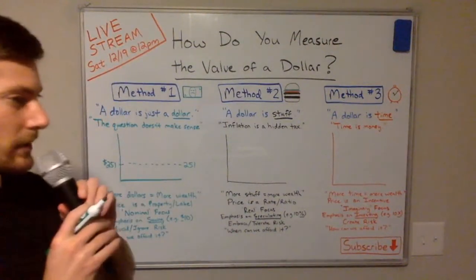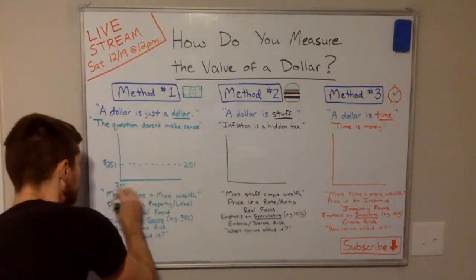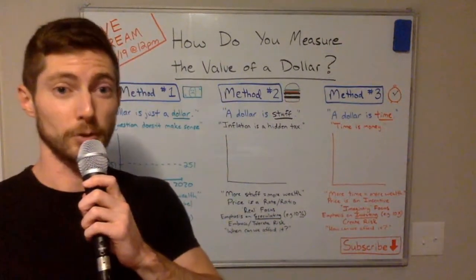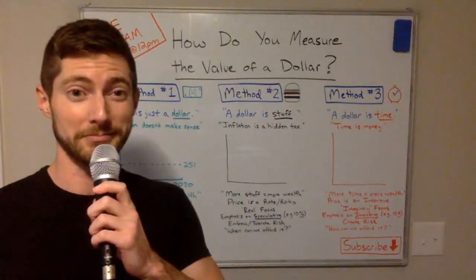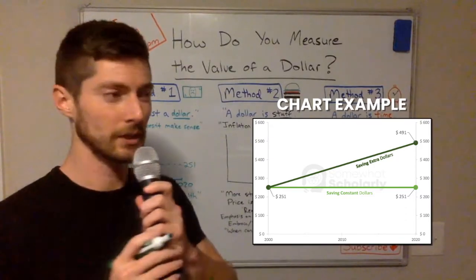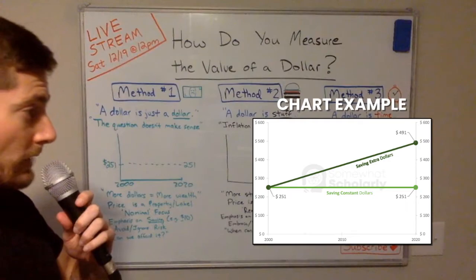Imagine we started 20 years ago in the year 2000, and today it's 2020. Well, if we save $1 a month for 20 years, that's 240 months, so $240. So $240 on top of $251 is $491.